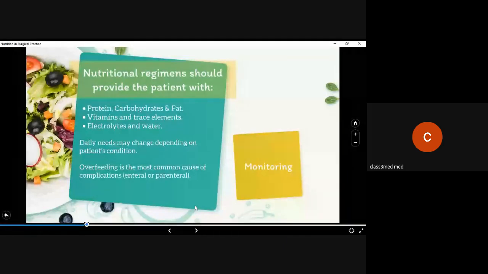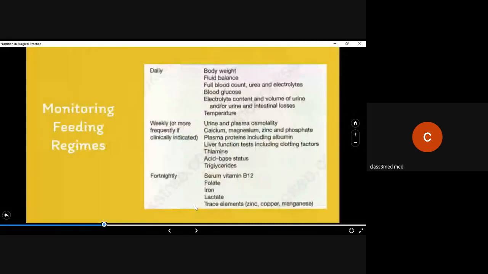Now, any patient on nutritional support, whether enteral or parenteral, needs to be monitored. Monitoring is very important in order to increase or decrease the dose, and also for early detection of complications. That's more common with overfeeding. Now, in monitoring feeding regimes, we have to look at the patient and send him for certain investigations. We do examination and take some measures on a daily basis, weekly basis, or fortnightly.